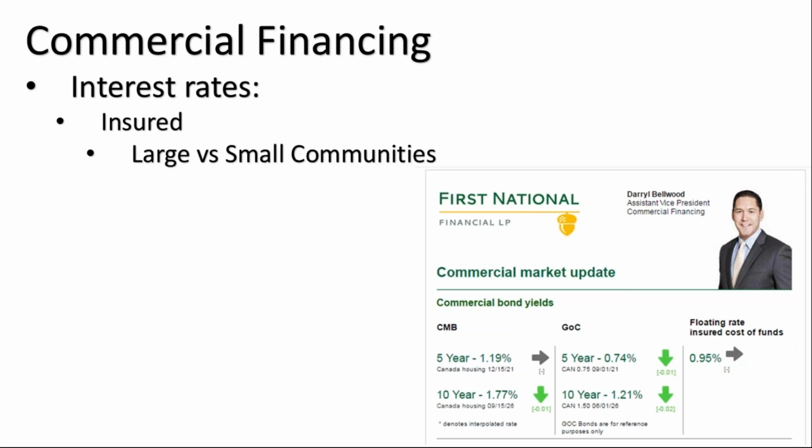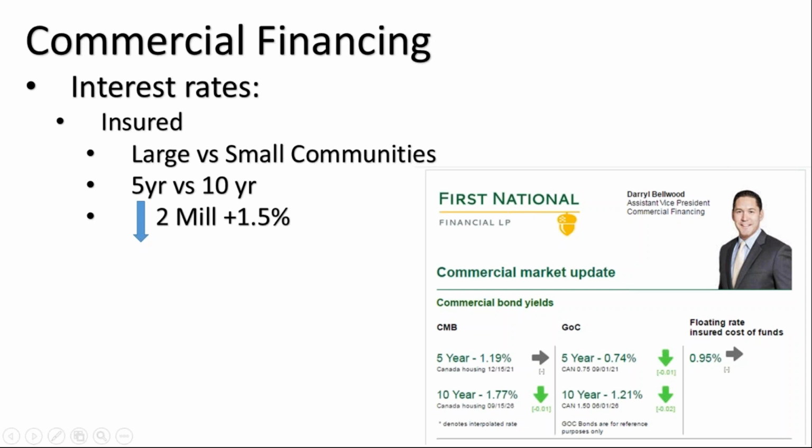So when they look at the property, they're looking at the community. Is it in a city, or in a large suburb, or in some small, distant, remote community? That will help determine the level of risk, and that will help determine the interest rate that they charge. Is it a 5-year or 10-year amortization? If it's under $2 million, they're going to add 1.5% onto either of these.